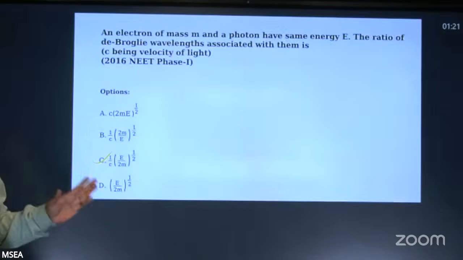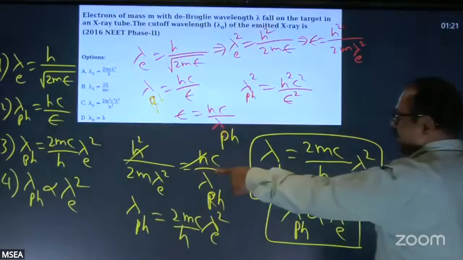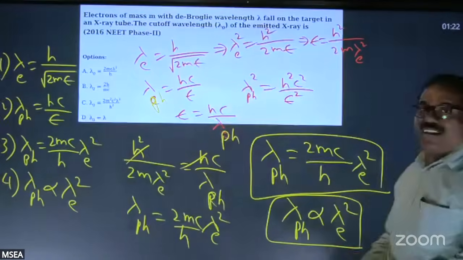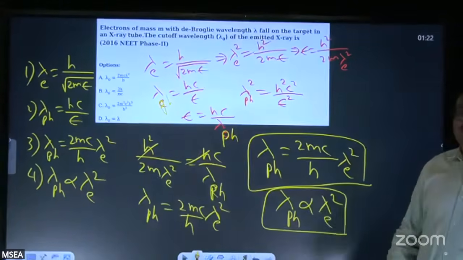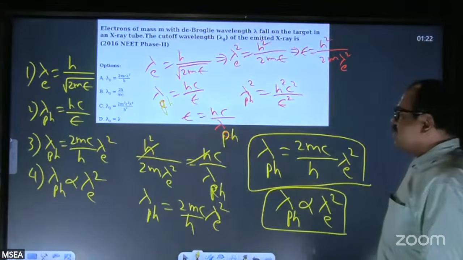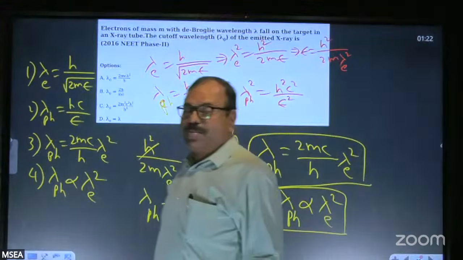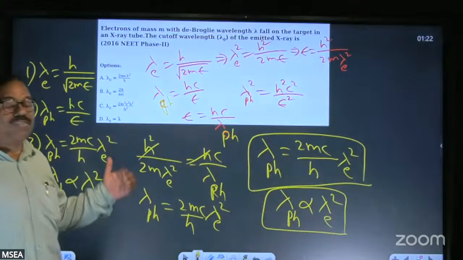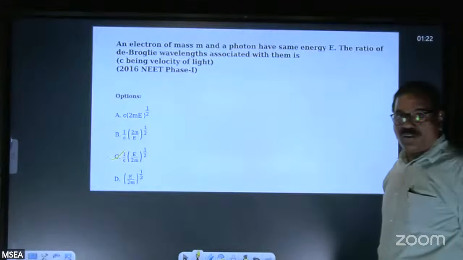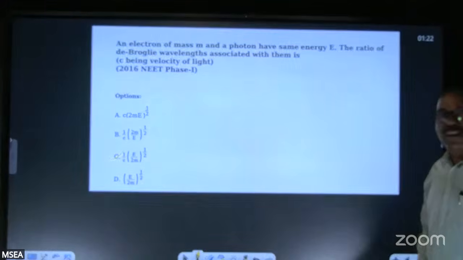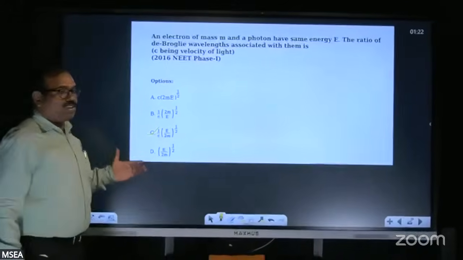You have to remember these things as I told previously. In addition to that, lambda electron by lambda photon is 1 by c into root of E by 2m; that is the fourth point you must remember. Fifth point, lambda electron by lambda photon is equal to 1 by c into root of E by 2m, as I gave here. So these things you have to remember. We'll close this session.